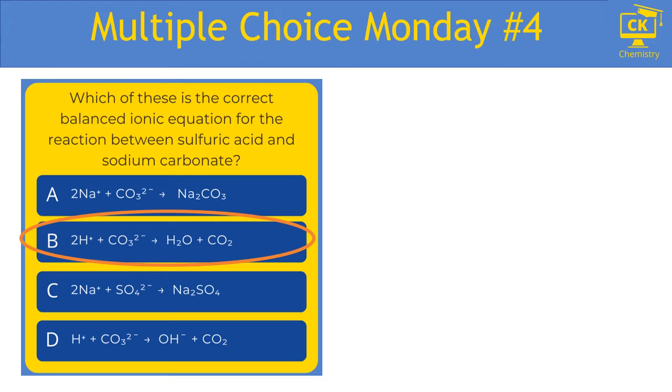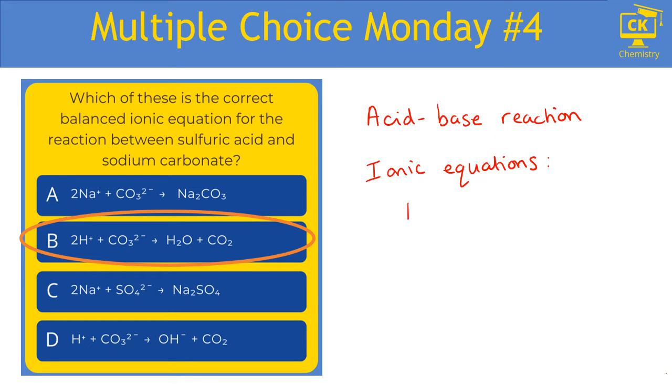Now, to be able to answer this and not just be guessing, we need to know a couple of things. We need to know a little bit about the nature of an acid-base reaction, and we also need to know a little bit about ionic equations and basically what we should be including in an ionic equation and what we should be taking out. So an ionic equation, if you look it up, it will just tell you that you're writing a full equation and you're removing spectator ions.